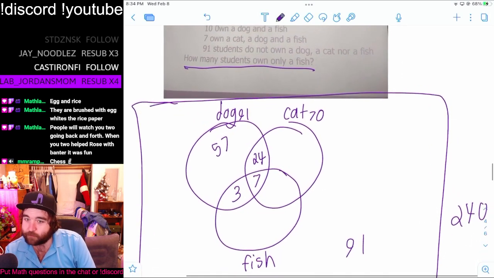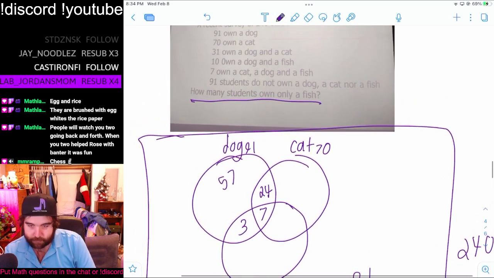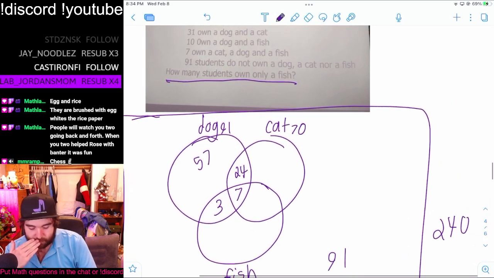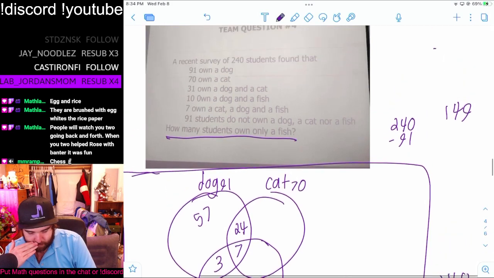Right, so we want only a fish. But I think in order to do only a fish, we got to do 240 minus 91 to know all the students that own something. We do need that 240 and that 91. So 240 minus 91 is all of that on the inside. So that's 149. And then I think we got 39 over there on the inside. I don't know why you wouldn't have 39.